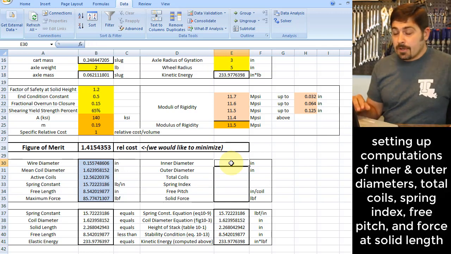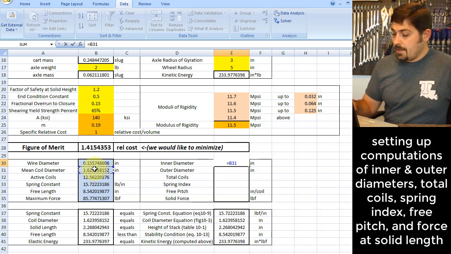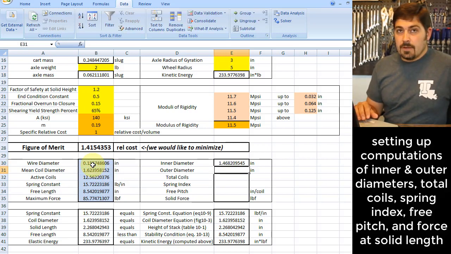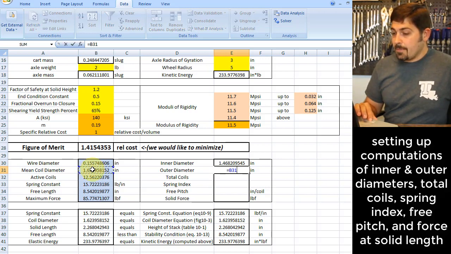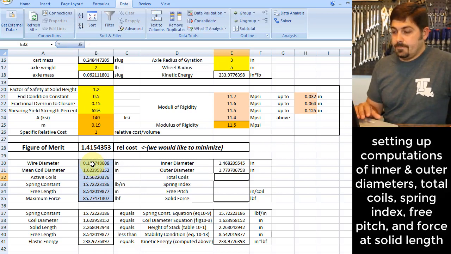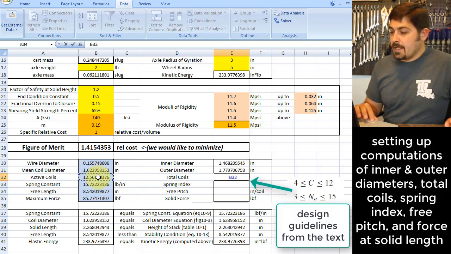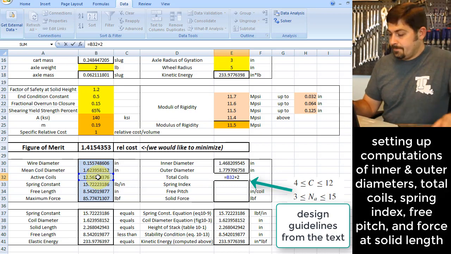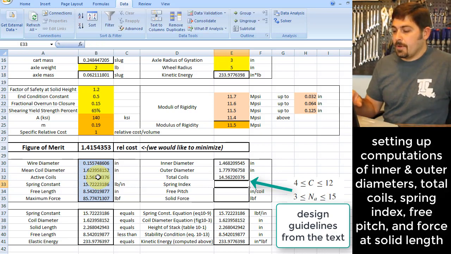To find inner diameter, all you do is you take the mean coil diameter, which is this right here, and you subtract the wire diameter. All right. If you want to find the outer diameter, you take the mean coil diameter and add one wire diameter. Okay, so if you want those, you can get those. We talked about this a lot, but if you want the total coils, you can take the active coils plus 2. Again, that's from table 10.1.